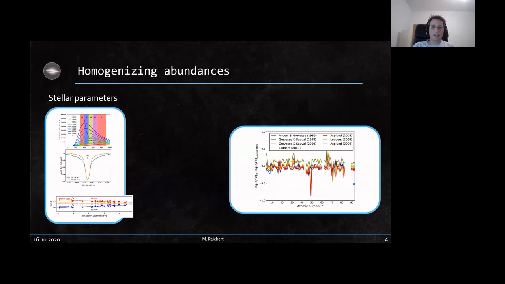There are other systematics that can go in. So simply by the fact that you use solar abundances, for example, for the square bracket notation. But then the question is, which solar abundances do you use from the literature? So here you can see basically the residual of different solar abundances.